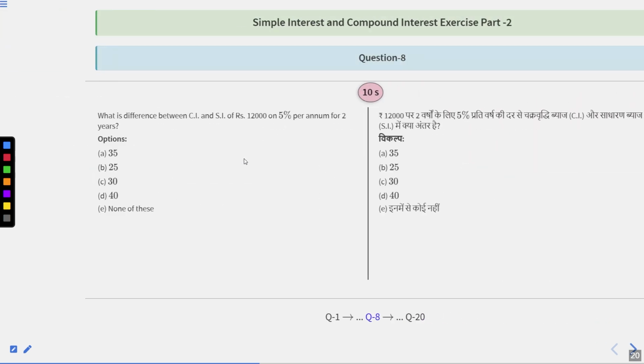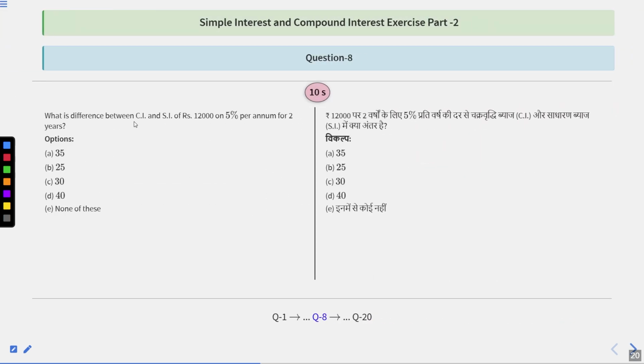Next one. What is the difference between compound interest and simple interest for rupees 12,000 on 5% per annum for 2 years? You have 5 options and 10 seconds to analyze the question. Your time starts now.